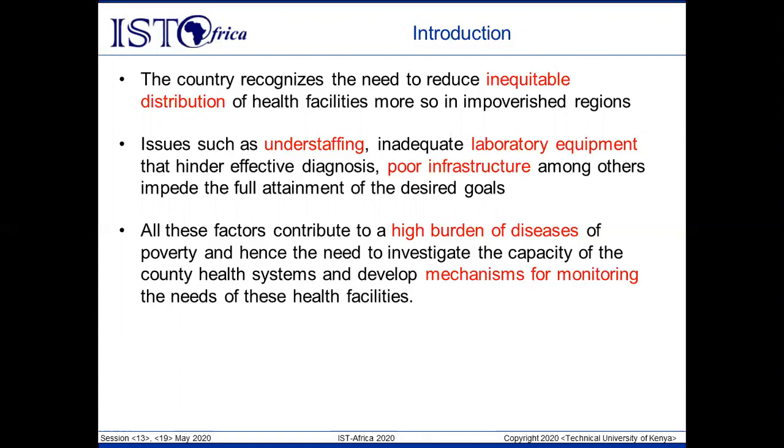Issues such as understaffing and inadequate laboratory equipment hinder effective diagnosis of these diseases and infections. Also, poor infrastructure, among others, impedes the desired goals. All these factors combined contribute to a high burden of diseases of poverty, and hence the need to investigate the capacity of the county's health systems and develop mechanisms for monitoring of the needs of these health facilities.